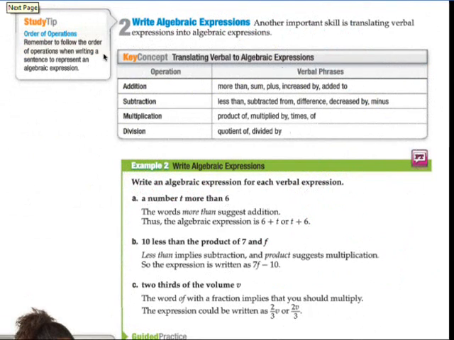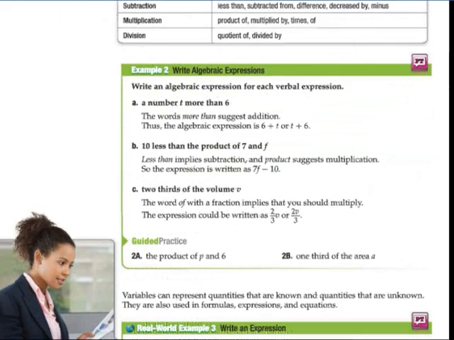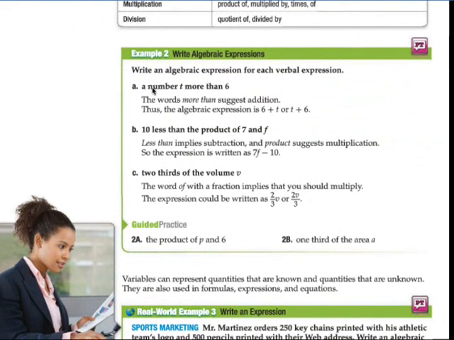The next thing is, in writing algebraic expressions, an important skill is translating verbal into algebraic. So this is more useful like for when we have a word problem and you're told some things. And so it's the same thing we just did, just moving in the opposite direction now. So a number t more than 6 is going to be 6 plus t or t plus 6.